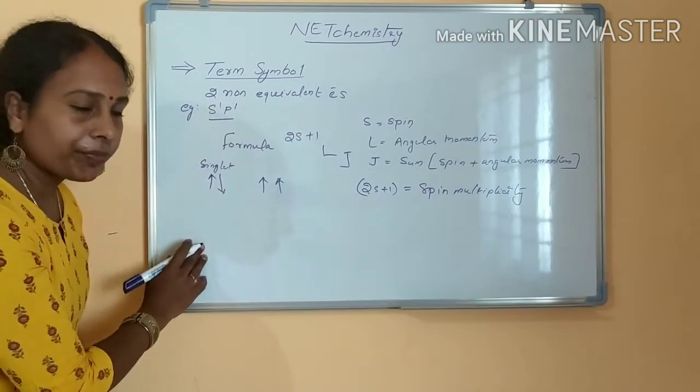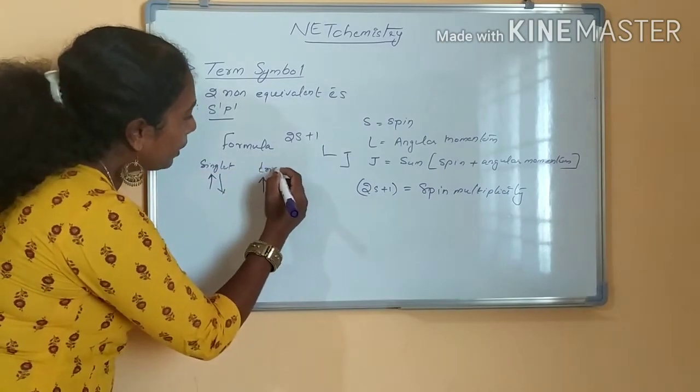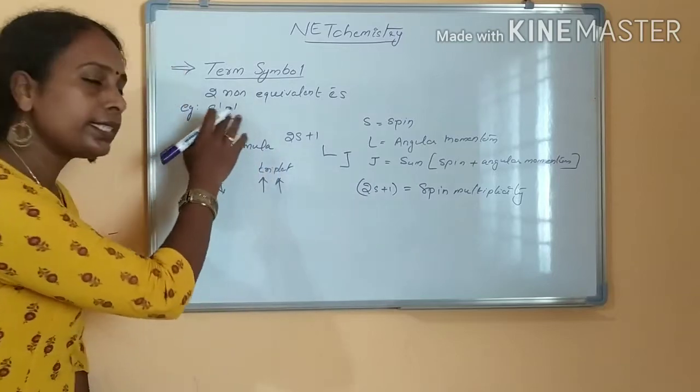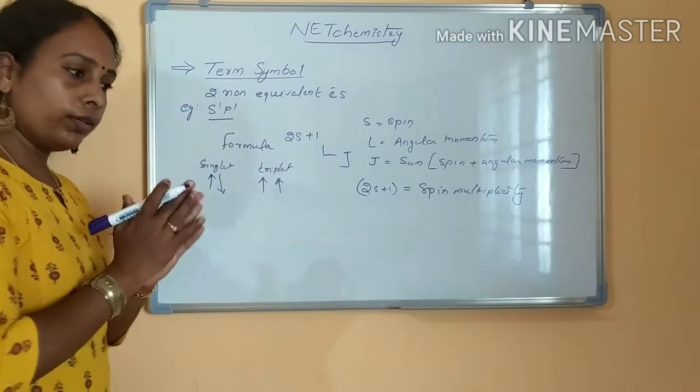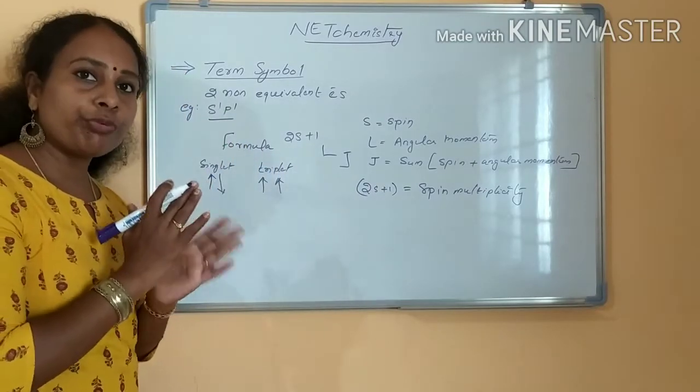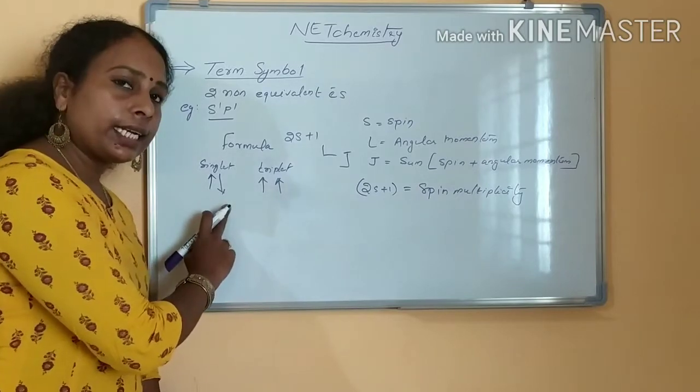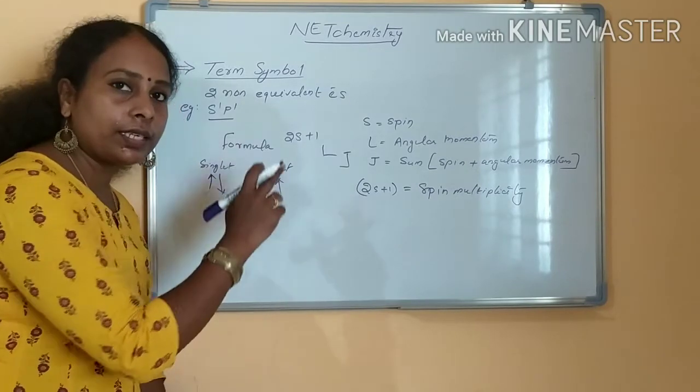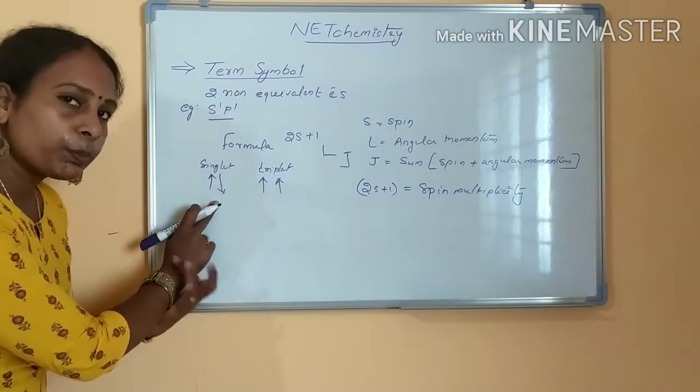You are getting right? Singlet and triplet. Since it is in two different orbitals, the electrons can align in two different ways. Either it is in a singlet alignment or it is in a triplet state, right? So here what is the spin of this?